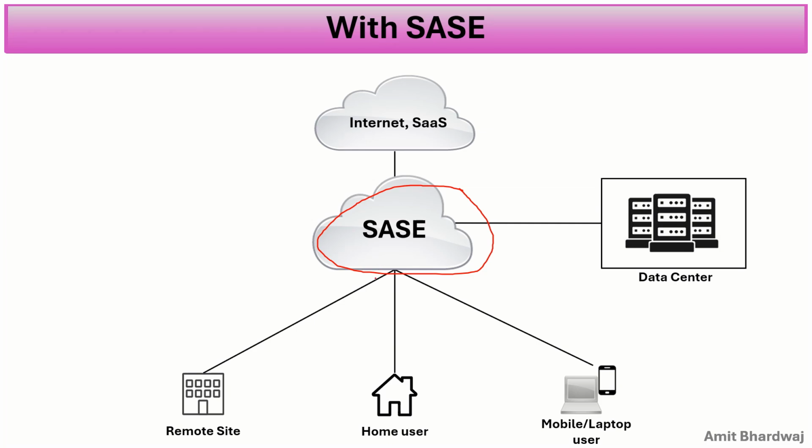With SASE, multiple software-based services are provided, which may be secure web gateways, CASB, ZTNA, firewall as a service, and also SD-WAN and others, so as to provide secure and optimized communication across remote users, home users and different assets, towards the internet and the SaaS applications, with SASE as the focal point of all that communication.